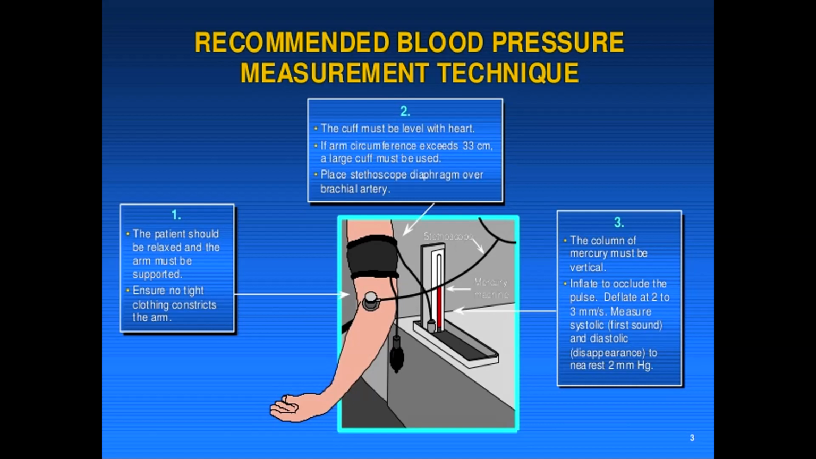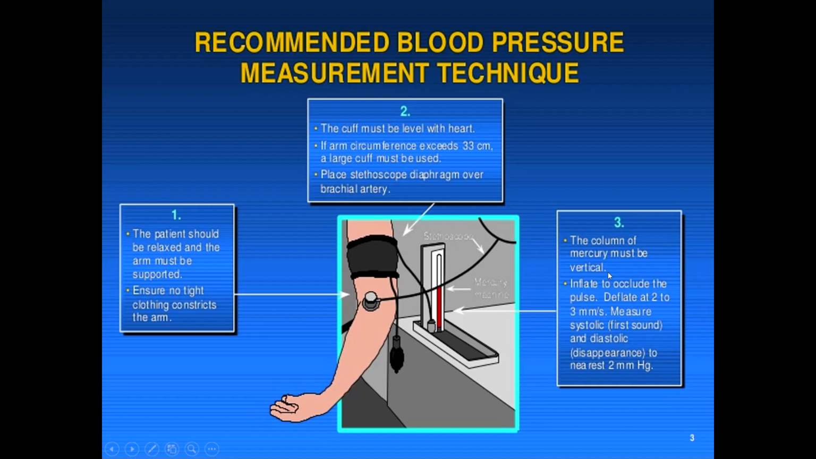There is a simple rule that the length of the cuff of the BP apparatus must be 80% of the circumference of the arm, and its width must be at least 40% of the circumference of the arm. You have to place the stethoscope diaphragm after locating the brachial artery in the antecubital fossa, slightly towards the ulnar side. And the column of mercury must be vertical.